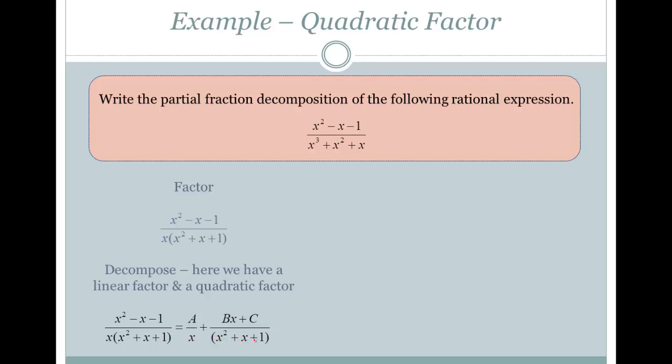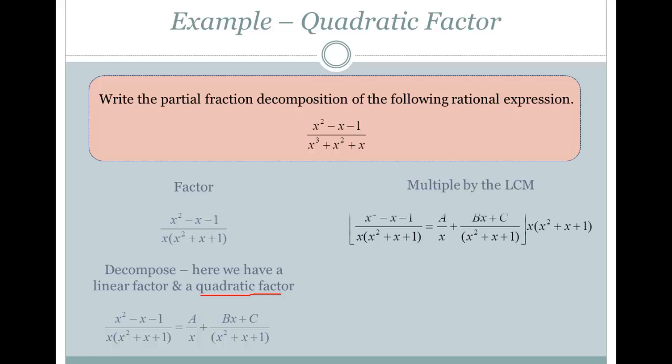When I have a quadratic factor, I have to put a linear factor, which is Bx plus C. A linear factor has an x term and a constant term. So remember, whenever I have a quadratic factor, I have to have a linear numerator, Bx plus C. This is a little bit more in depth, but I'm going to go about the process the same way.